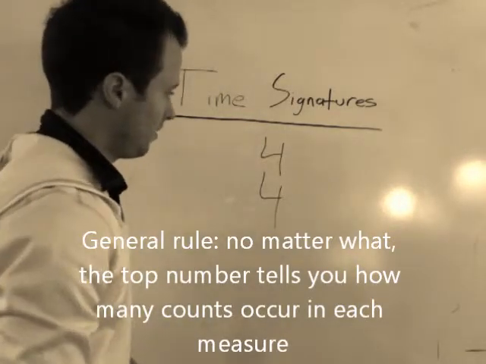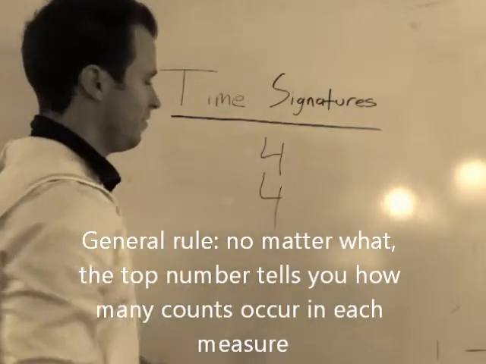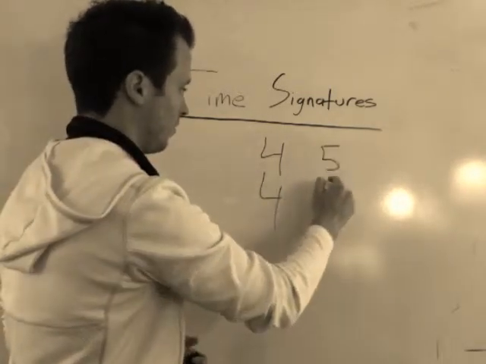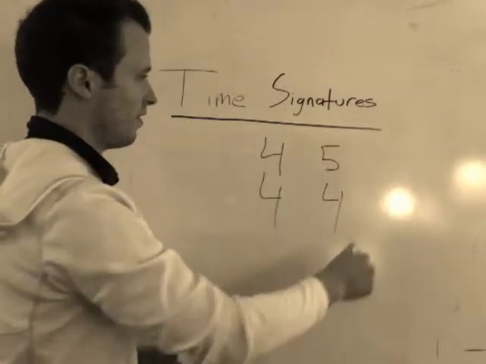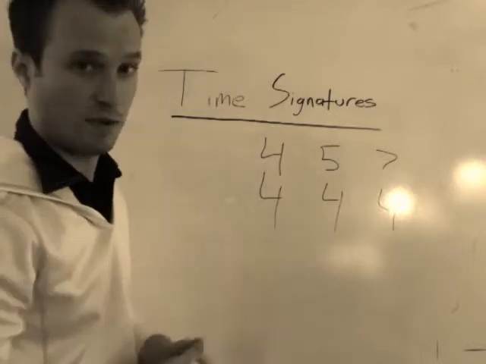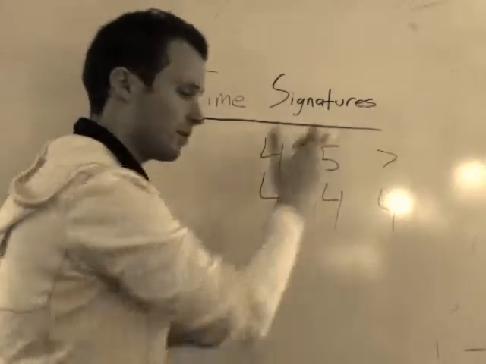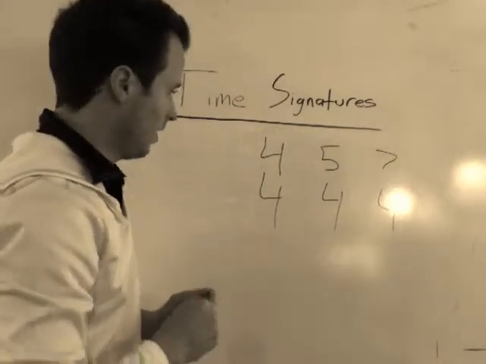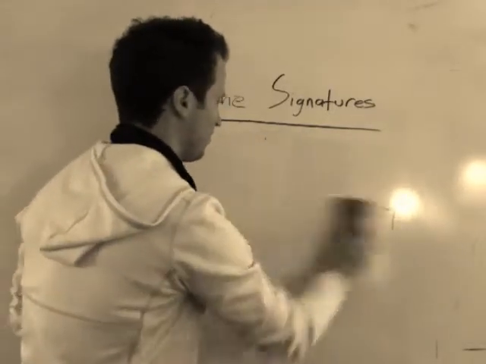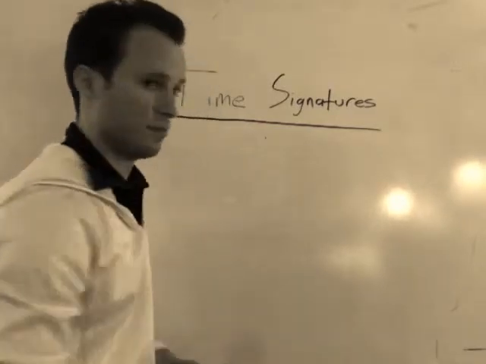Okay, now the top number, if you're a composer, it could be anything when you're writing a piece of music. You could write something in 5/4, 7/4, 15/4. The top number could be anything that you want. The bottom number cannot be anything.